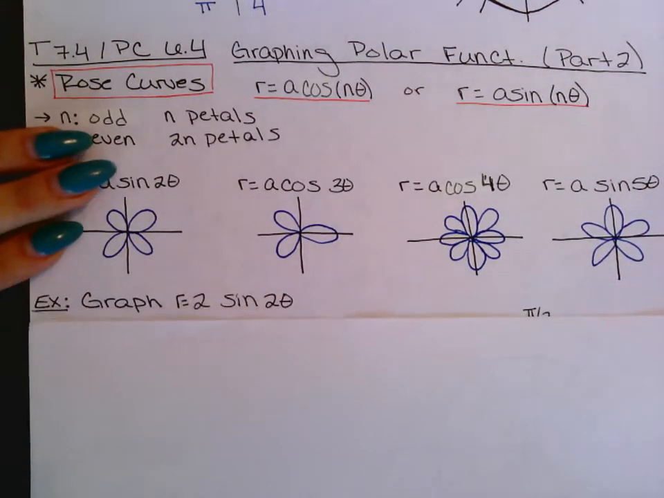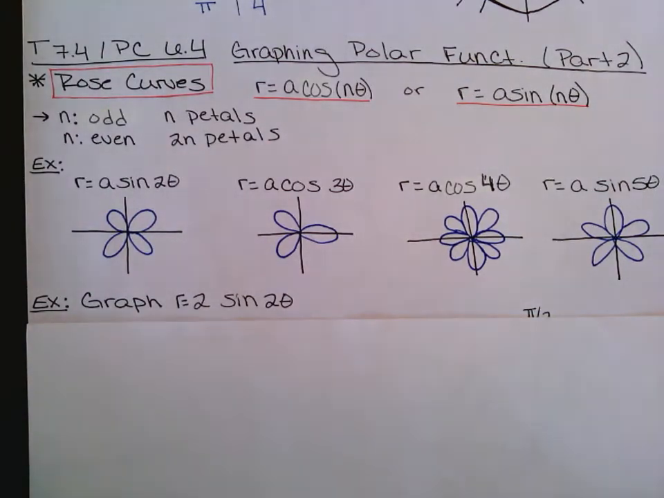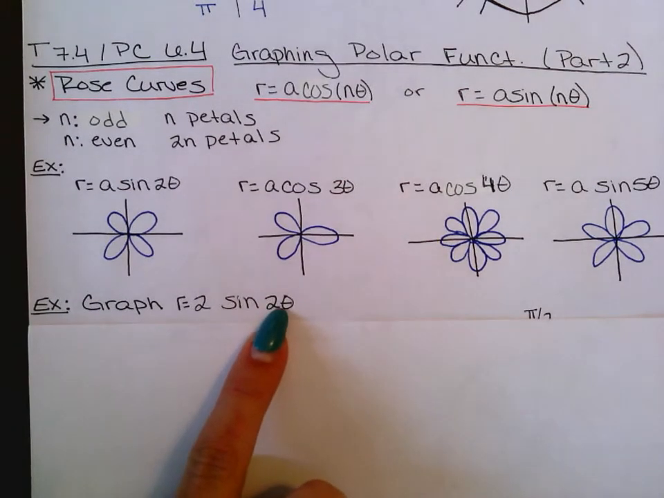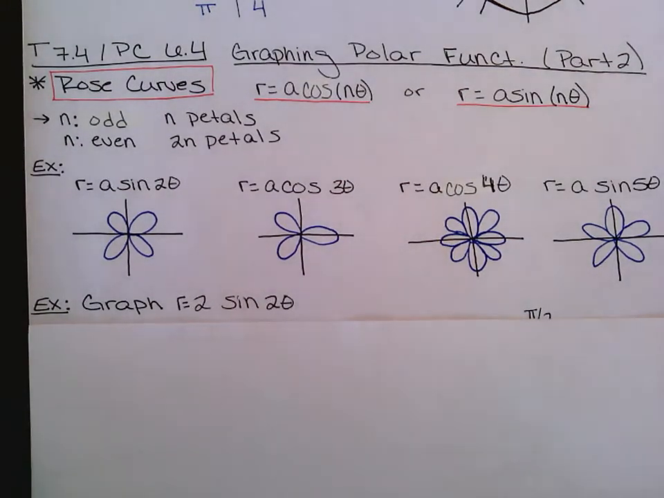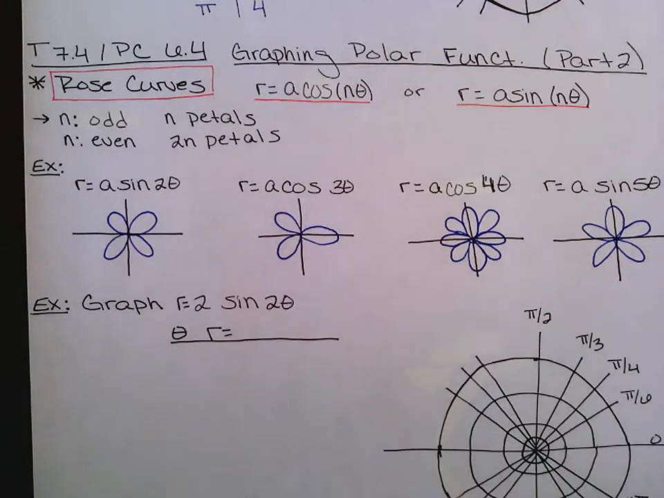If we look at our first example here, it says graph 2 sine of 2 theta. So 2 is just that number being multiplied in front. Remember our rule of thumb from last video? We said cosine was plot top, flip down, and sine was plot right, flip left. So being that this is a sine function, and I do know it is a rose curve because of that 2 being multiplied to that theta, I am going to plot just the right side of the unit circle.